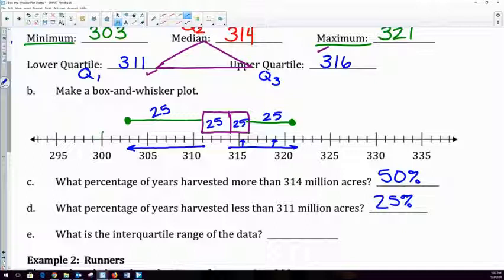The final type of question that I'm going to ask is, what is the interquartile range of the data? So remember up top when we went through and computed those out, our Q3 value, so the right side of my box, was 316. My Q1 value, the left side of the box, was 311. To find the interquartile range, I just subtract those two numbers. So 316 minus 311, I think some of you are ahead of me already, is equal to 5.